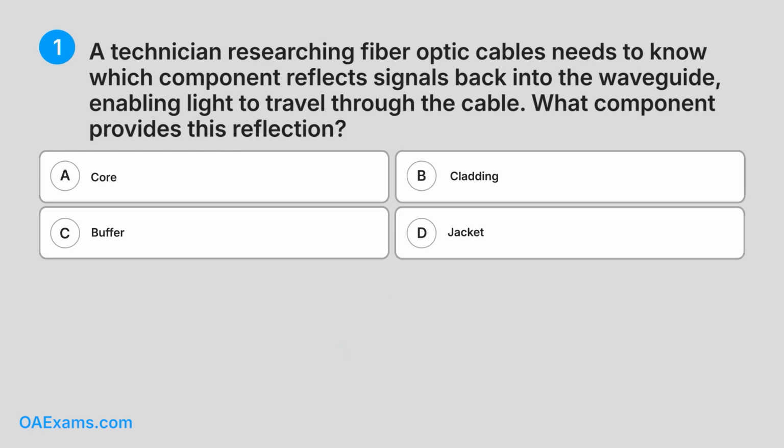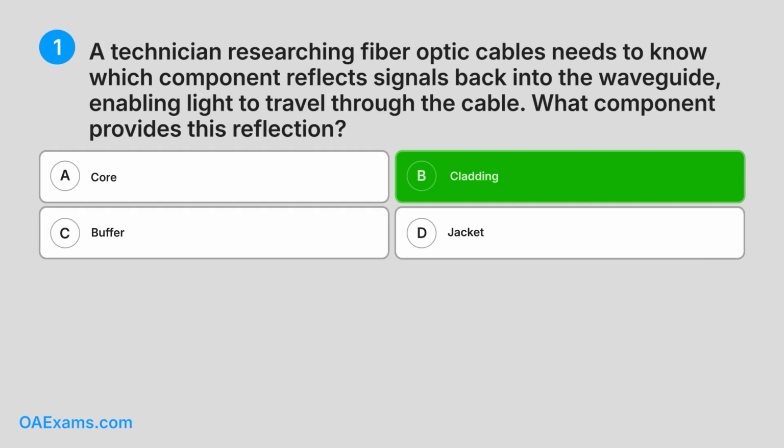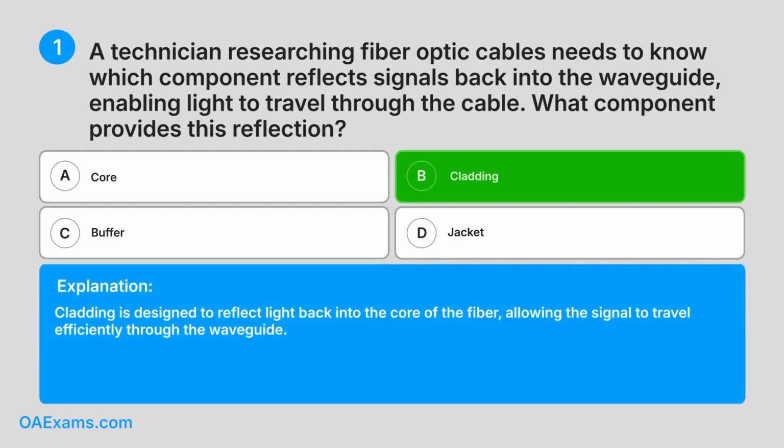Correct answer: B. Cladding. Explanation: Cladding is designed to reflect light back into the core of the fiber, allowing the signal to travel efficiently through the waveguide.